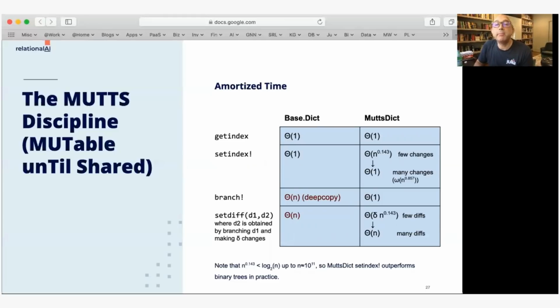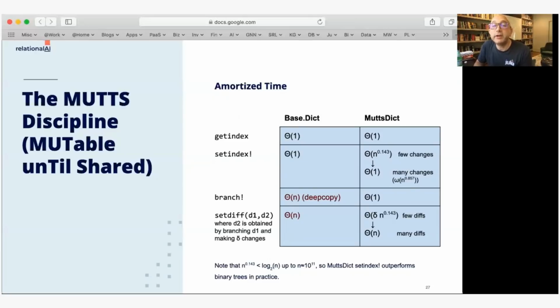This table compares the asymptotics of Julia's dictionary to the MUTS dictionary. Both provide constant time lookups using getIndex. SetIndex runs slightly slower for the MUTS dictionary, n to the 1/7, but this is much faster than log time for small or medium-sized dictionaries that fit in memory. And the cost of setIndex gets cheaper the more changes you make to a version.